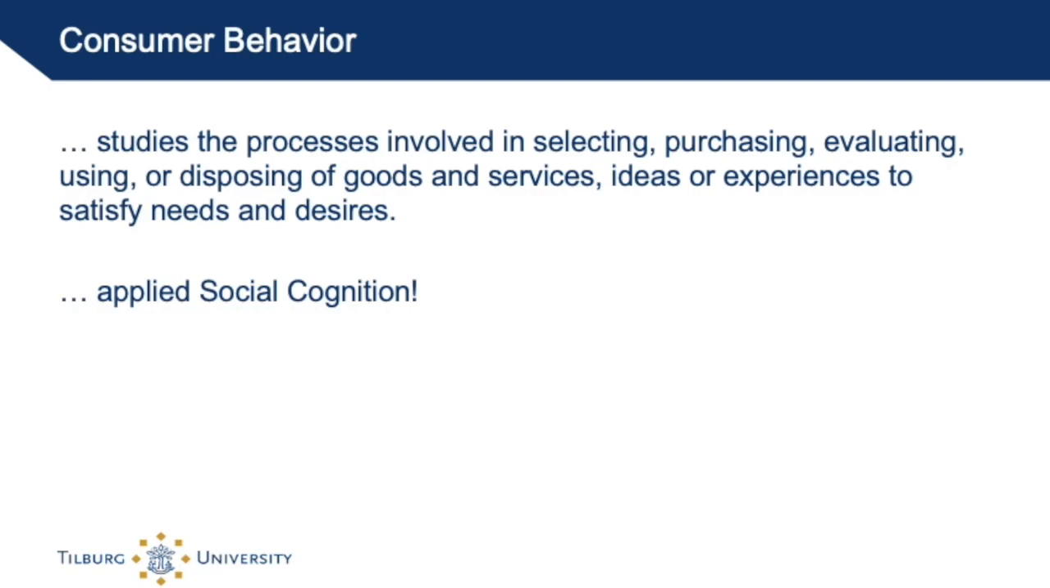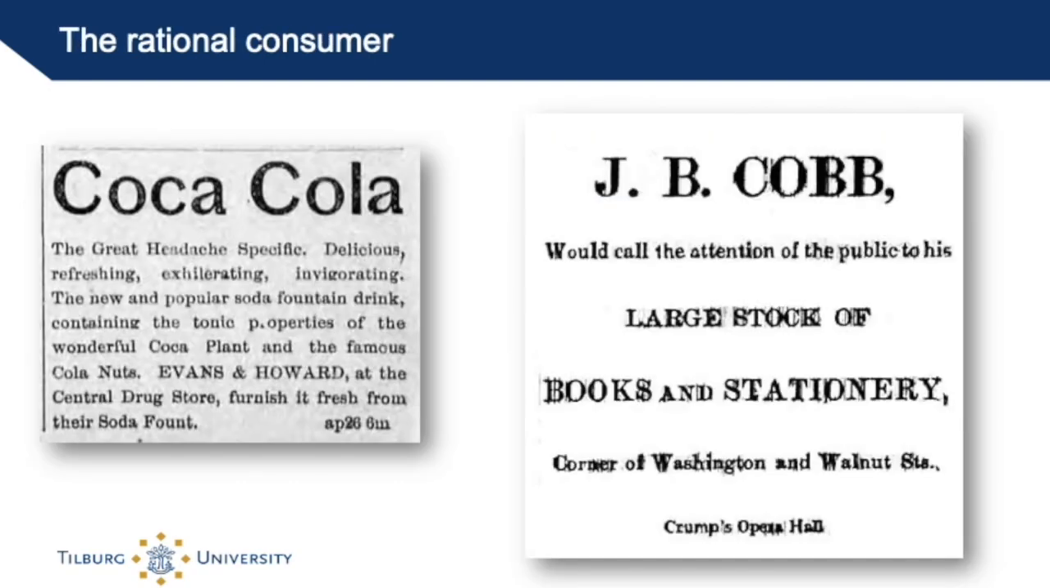And of course, as with many discussions that we've had before in social cognition, we could ask ourselves, well, if our consumers were rational, what would our world look like? And perhaps it would look something like this. So this would be ways, for instance, that we would advertise Coca-Cola, let's say, or books and stationery. And this is not what our advertisement looks like, right?